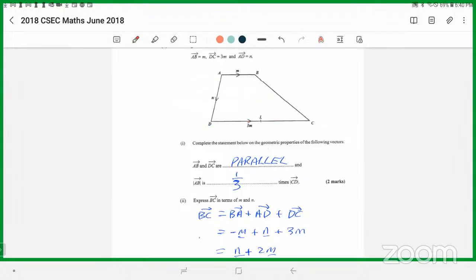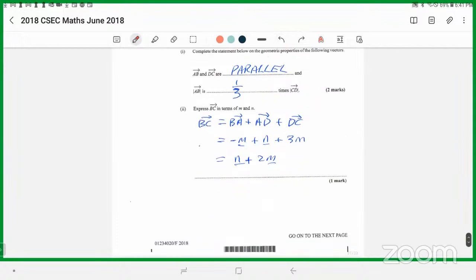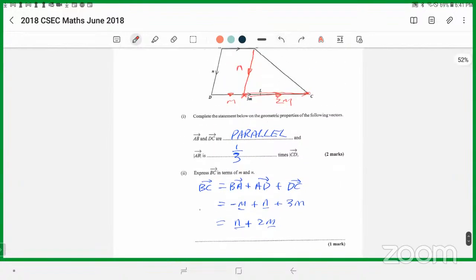Remember, if the whole thing here is 3m, and right here is m. If I complete a parallelogram inside here by drawing a line down here, parallel to this, that means that this length and this length are the same. So from here to here is m. And if the whole thing is 3m, then from here to here is 2m. So it becomes n plus 2m to go from B to C. So the answer is correct. It makes sense. I'm just checking on the diagram.